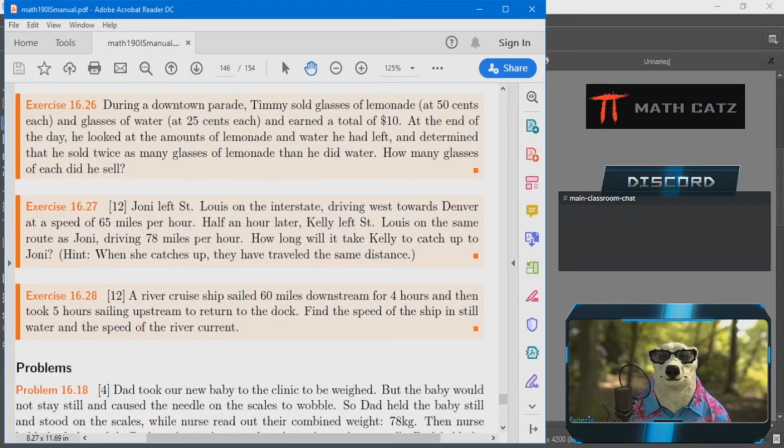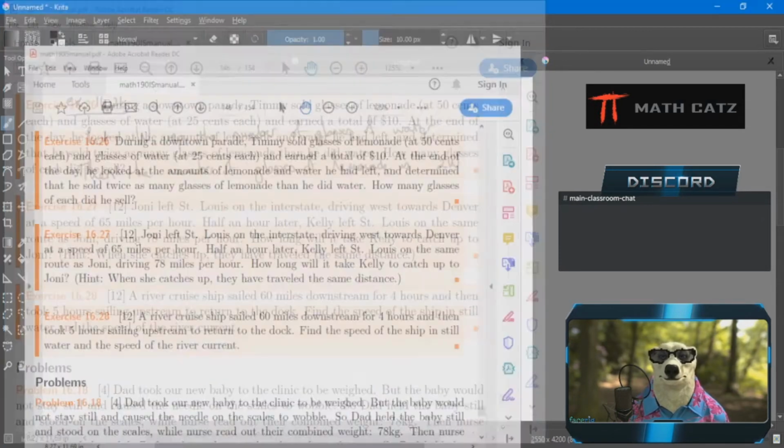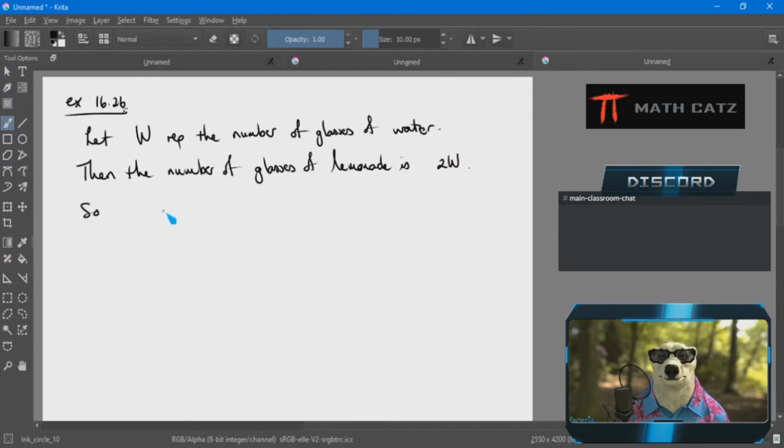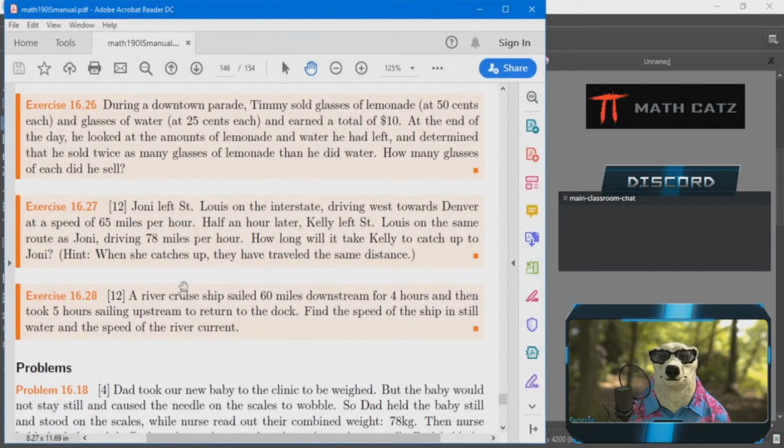Now, there's some information, and it's about the total that he earned. Okay, that's going to be my equation. So the total money that he earned, I'll break it down and also know that it is $10. So I have my $10. Let's break it up into what he earned for water, what he earned for lemonade. So lemonade's information is first, 50 cents each.